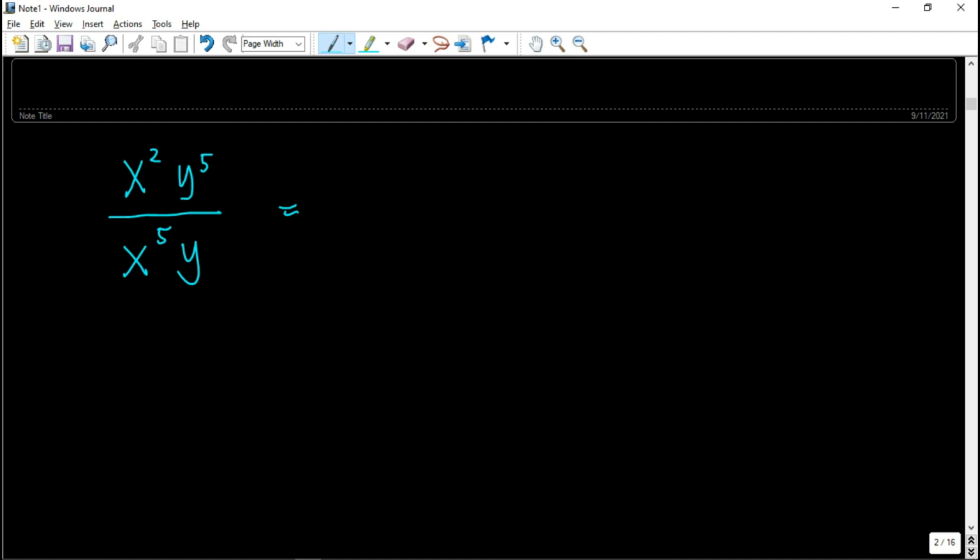Okay, apply natin yung x squared. Okay, ito, this is x squared divided by x raised to 5 times we have here y raised to 5 all over y. Okay, work on natin doon.